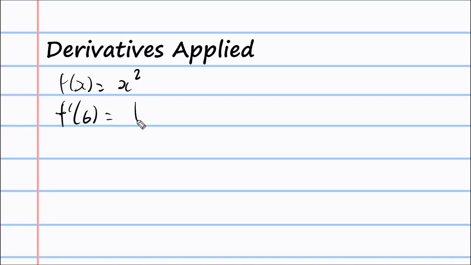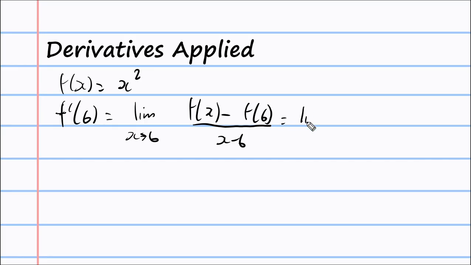equals, well, there's two ways you could write it. We could write it as the limit as x approaches 6 of f of x minus f of 6 divided by x minus 6, or we could write that as the limit as h approaches 0 of f of 6 plus h minus f of 6 divided by h. Okay, these are the two different ways you could write it. So you can evaluate either one of those limits and you'd get the same value, which is the derivative of f at 6. Now I'm going to solve it using both ways, okay? So let's go do it.